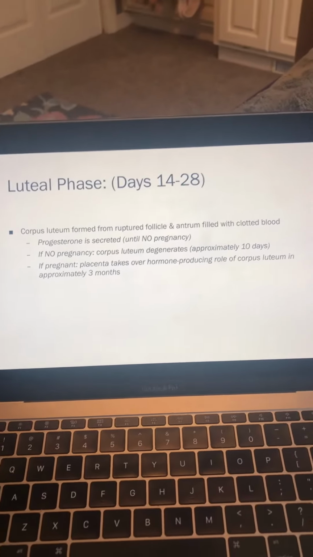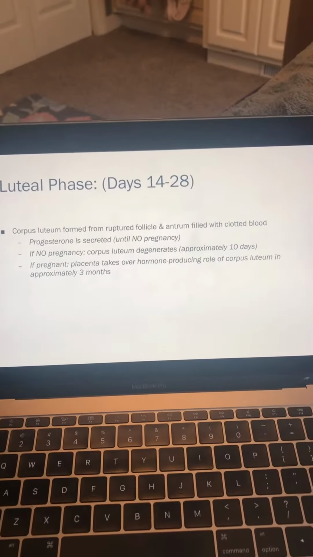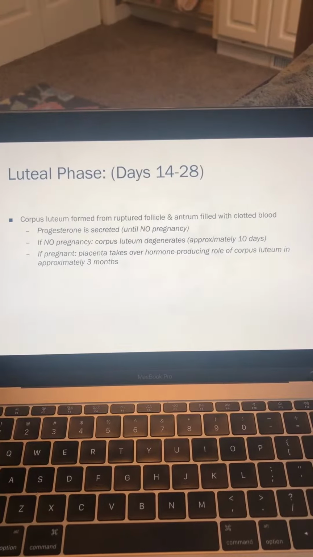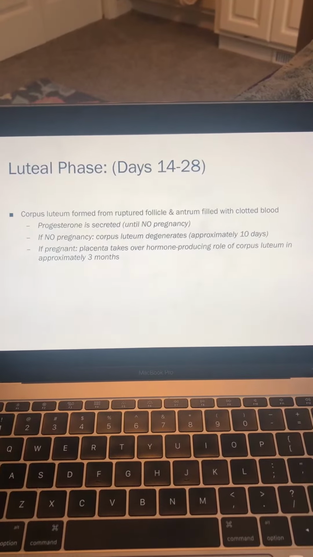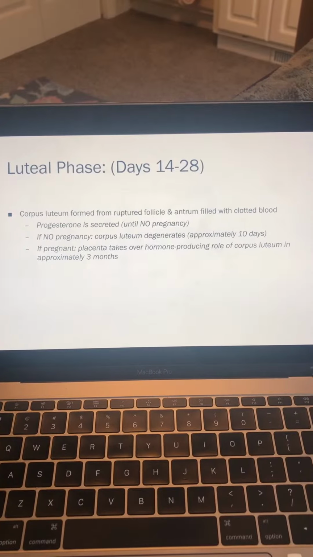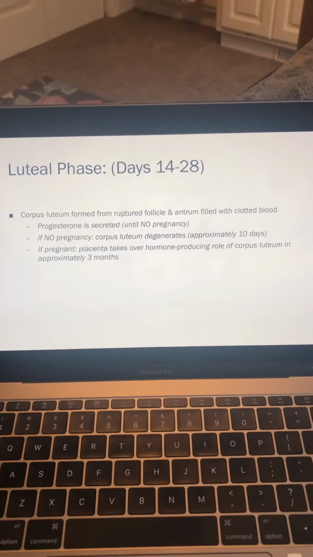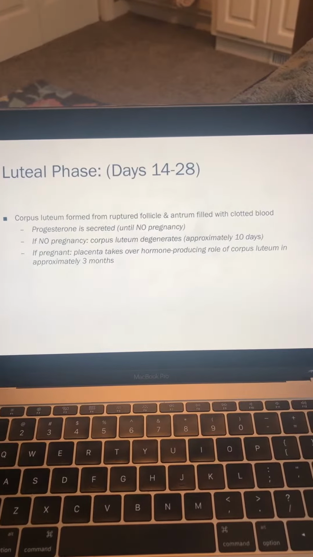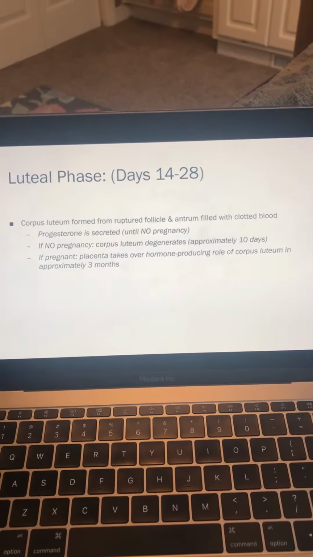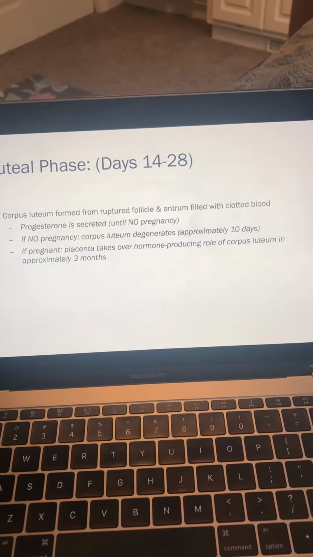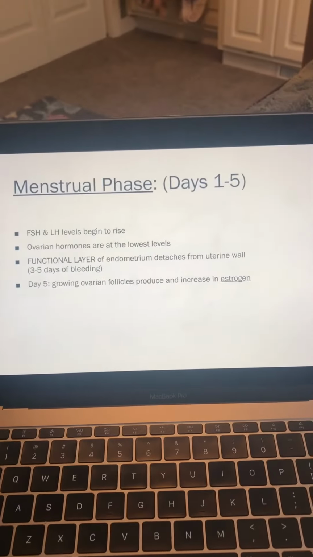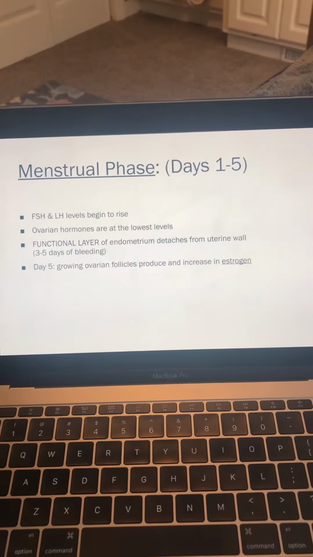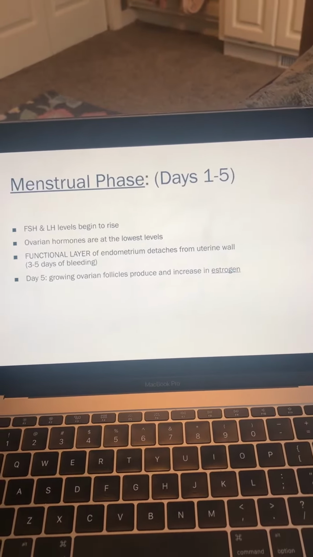The luteal phase occurs from days 14 to 28. The corpus luteum is formed from the ruptured follicle and the antrum is filled with clotted blood. Progesterone is secreted. If no pregnancy, the corpus luteum degenerates approximately 10 days later, and if pregnant, the placenta takes over the hormone-producing roles of the corpus luteum in approximately 3 months. The menstrual phase is days 1 to 5, when FSH and LH levels begin to rise.